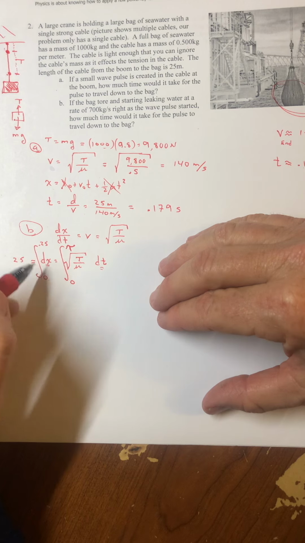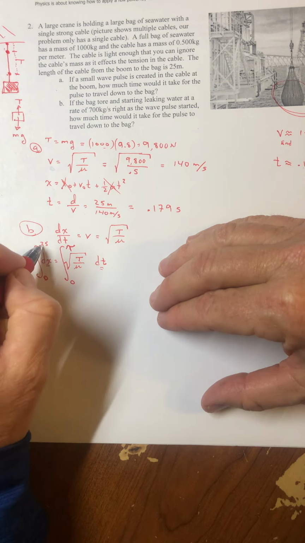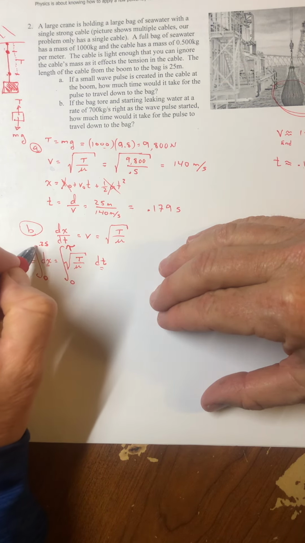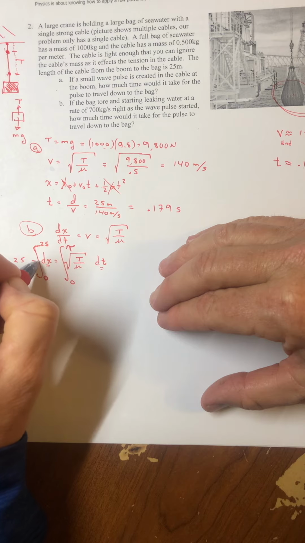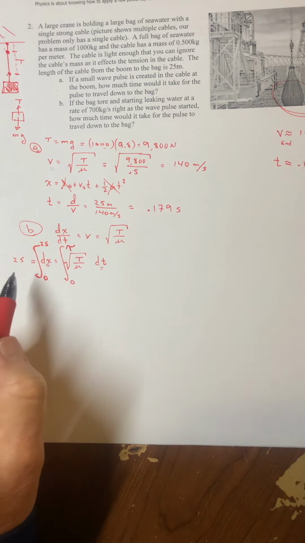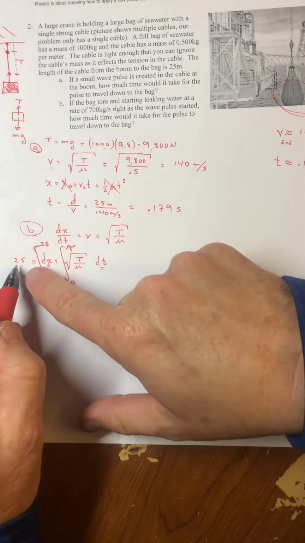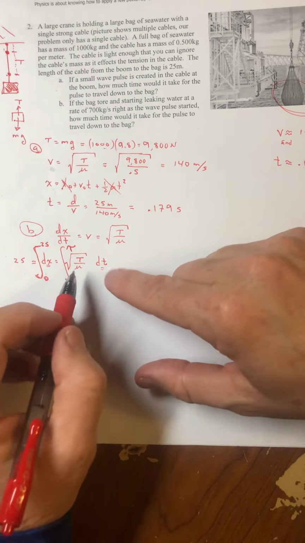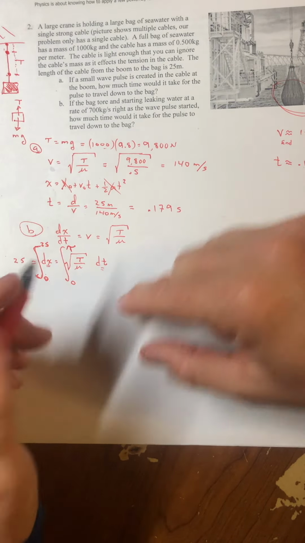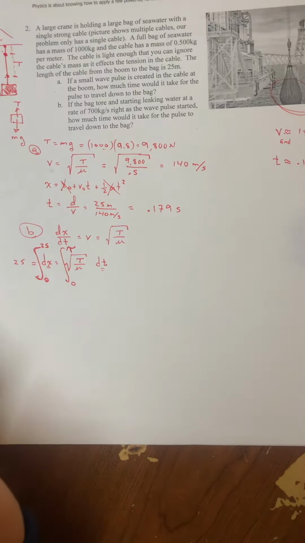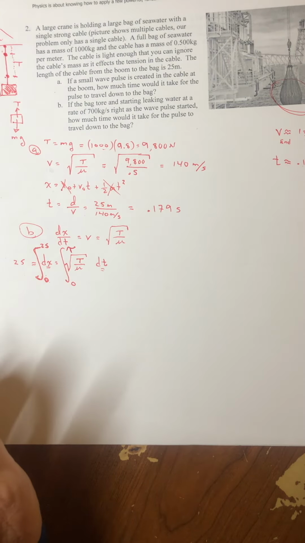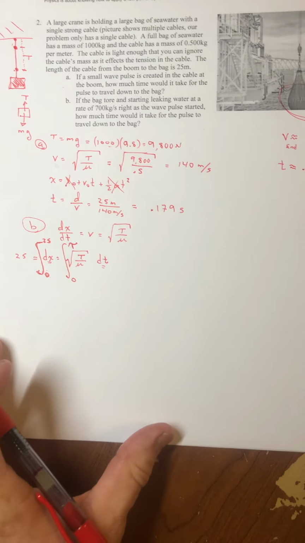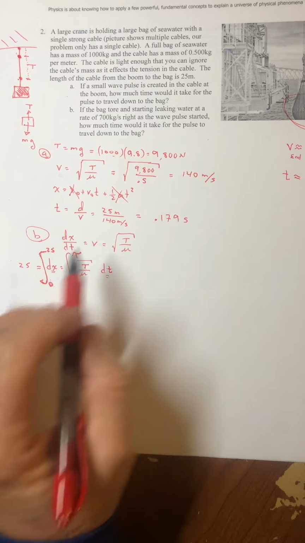And so this integral is 0 to 25. And that, of course, is just 25. That's the total distance. And then this side is adding up velocity multiplied by total time. So we read 0 to total time. All right, so now it's a math problem. And of course, we got some calculus.